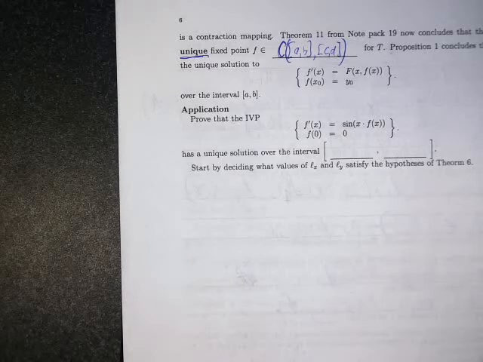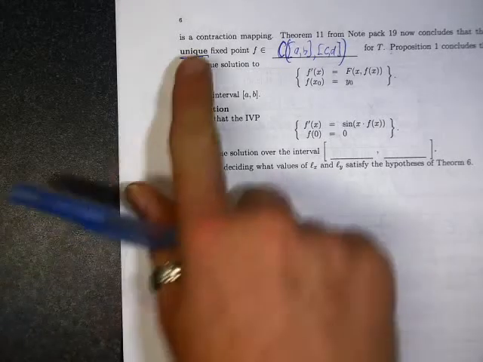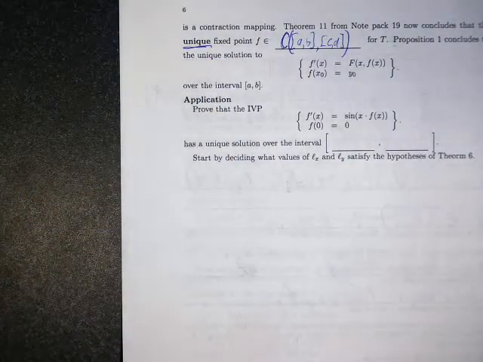Uniqueness maybe matters less, but let's talk about uniqueness. Suppose there were two different solutions to this IVP. Both of those solutions would have to be fixed points for T. But how many fixed points does T have? Just the one. So they have to be the same. So it is actually unique, just because this word unique is there, over the interval AB. And so that completes the proof.